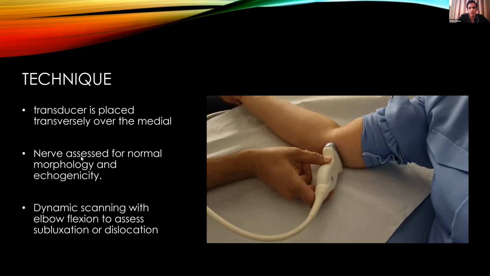So, starting off, we place a transducer near the medial epicondyle. The nerve is assessed for normal appearance, so normal morphology, normal echogenicity. There is slight movement of the nerve on elbow flexion. When the patient flexes the elbow, the nerve moves slightly over towards the medial epicondyle, but it should not dislocate. So a little bit of movement is allowed. Frank dislocation is abnormal.